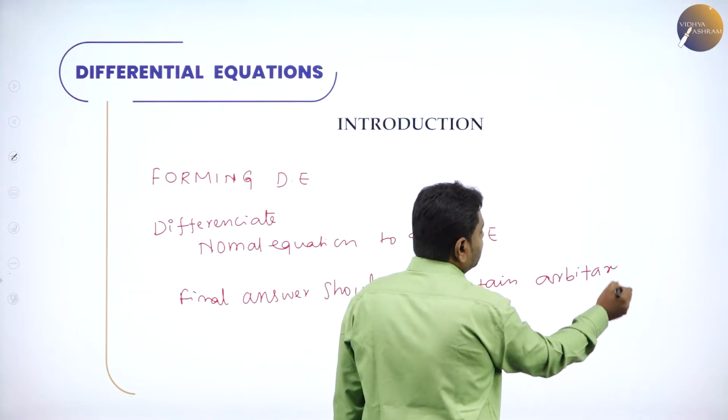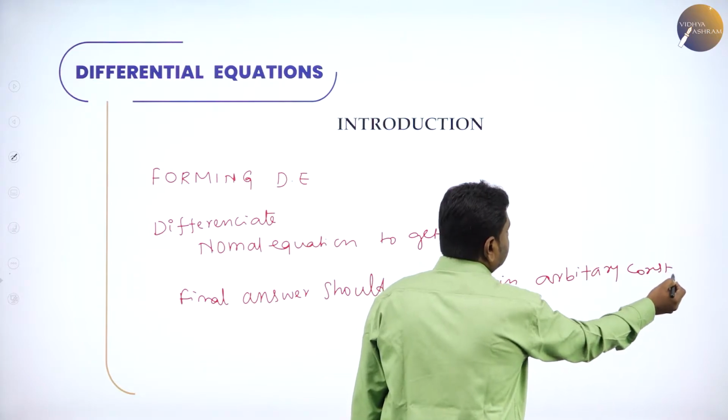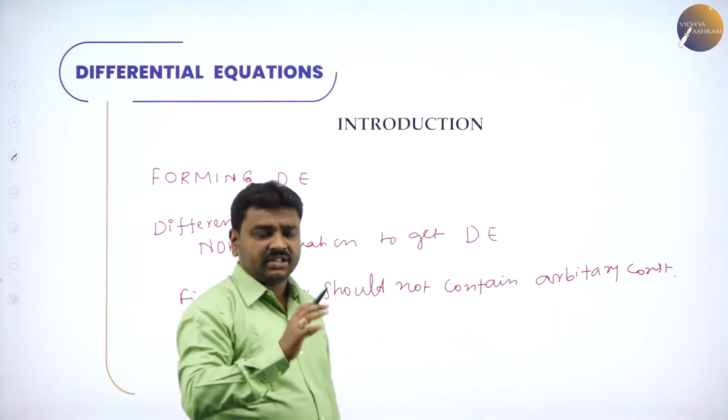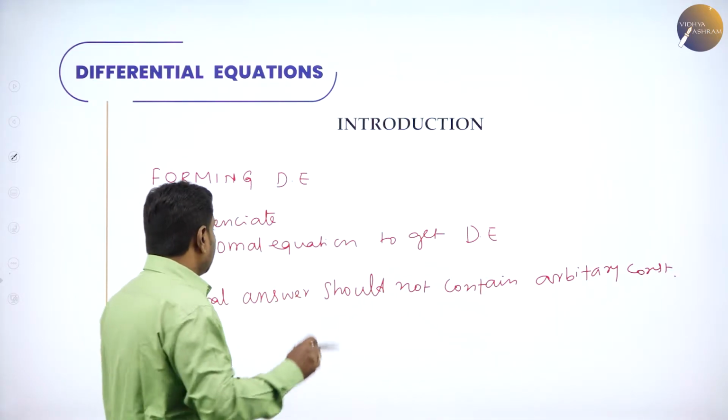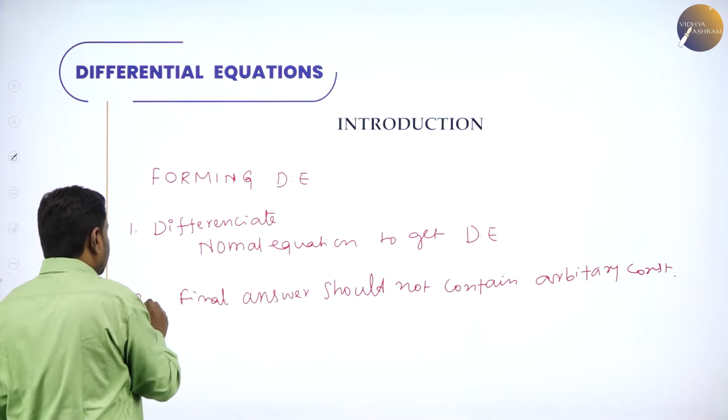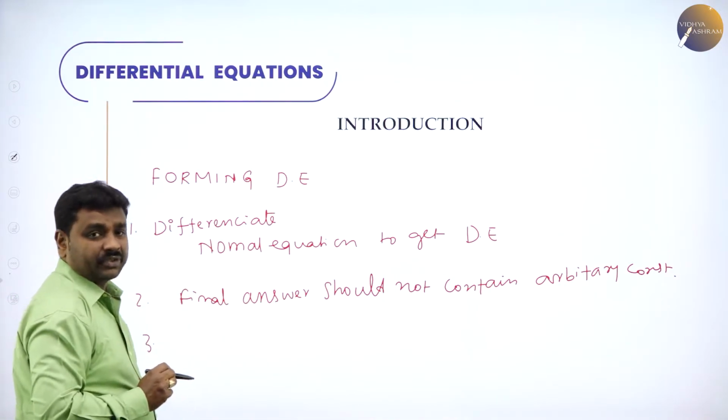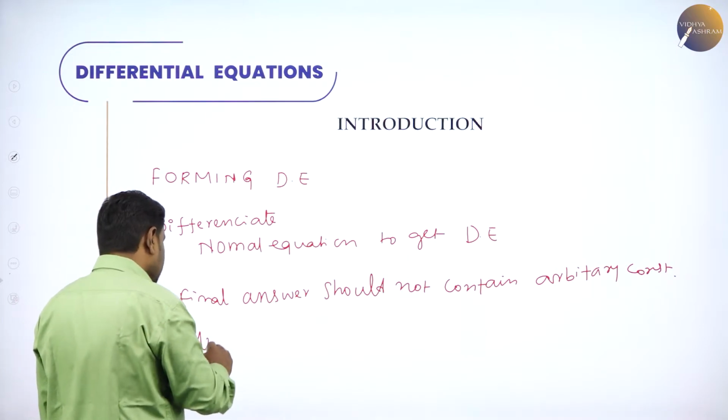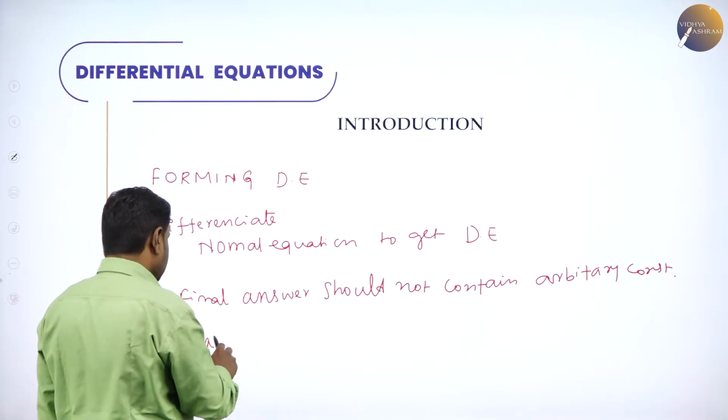Arbitrary means an alphabetic constant. They'll mention which is the arbitrary constant. A, B, M, like that, the constant should not be there. And how many times can you differentiate? You cannot differentiate as many times as you want. So the maximum number of times of differentiation depends on the number of arbitrary constants.